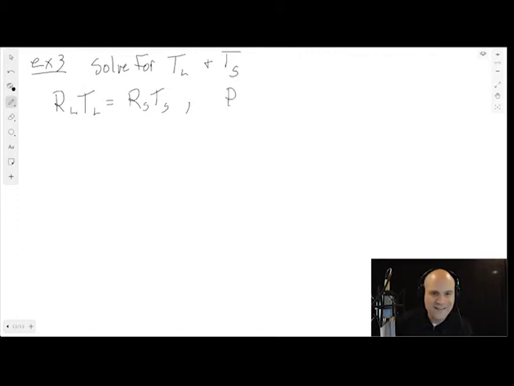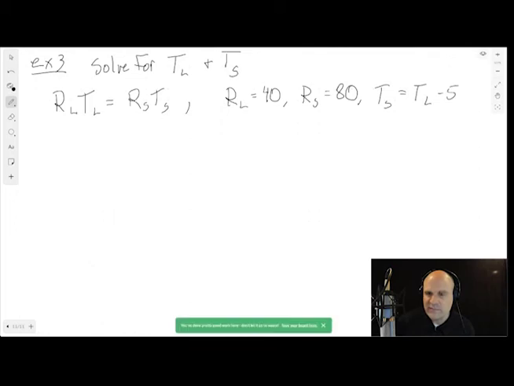R of L equals 40. R of S equals 80. And t of S doesn't equal a number. It doesn't equal a variable. It equals an expression. Look at this: t of L minus 5. Well, that's okay. This doesn't change the rules of substitution. So this t of L minus 5 is still going to be substituted in right there, okay?